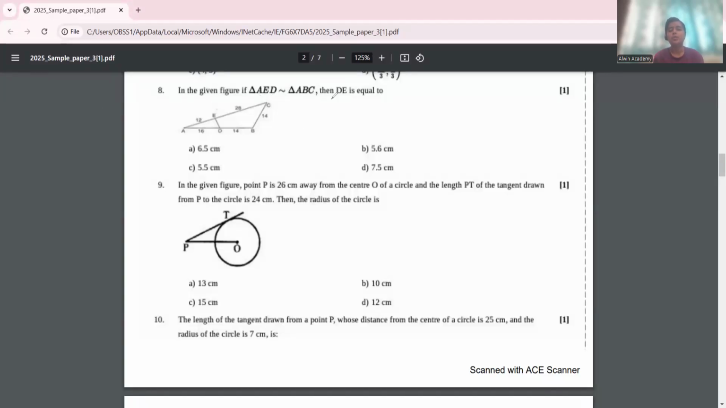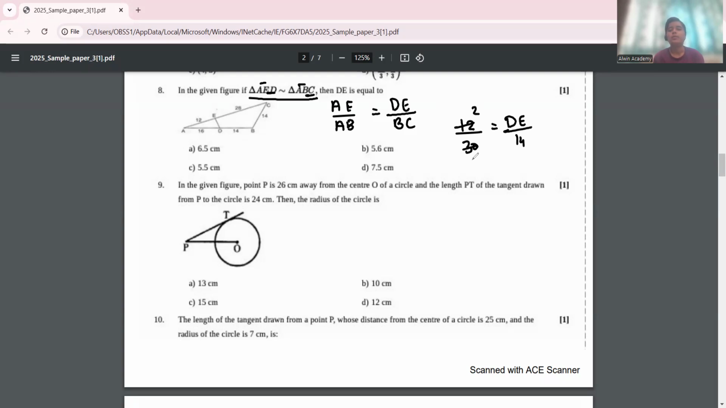Now here we can use CPST. So AE by AB. I am writing it using the order that has been given to me here. Now we need DE, so I'll write DE equals to, and DE should be divided by BC. So this is the relation we can use, or any other relation which has DE in it. Now looking at the figure, we have AE is 12, AB is 16 plus 14, that's 30, and DE we have to find out upon BC, which is 14.